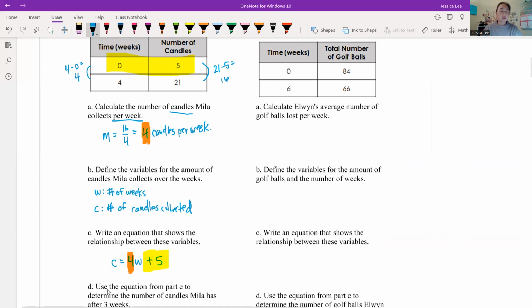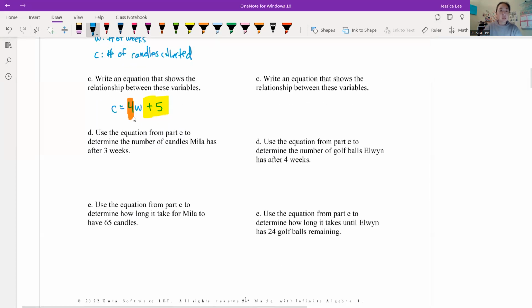And then we're going to use this equation to do D. It says use the equation from part C to determine the number of candles Mila has after 3 weeks. So we're going to just plug this in. I know a lot of you probably do this in your head or calculate it out using a calculator. Well, I'm going to show you how to do this step by step. So this is after 3 weeks. So remember, the 3 weeks is like our X. We're going to plug that in for this W right here, our independent variable. So C equals 4 times, instead of W, we're going to put in 3. So I'm going to put parentheses like that, plus 5.